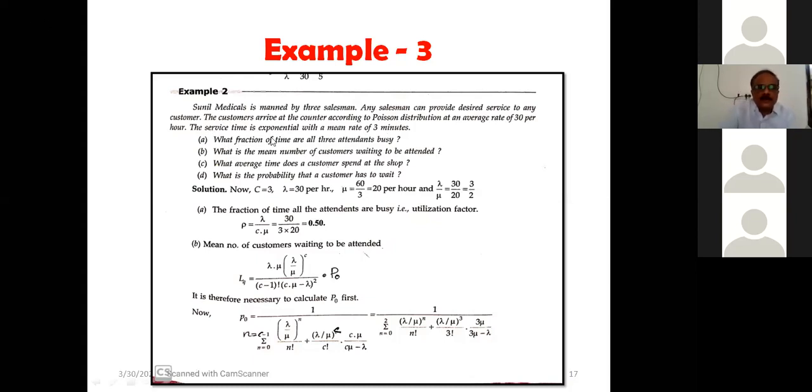Now, what fraction of time are all 3 attendants busy? Second question, what is the mean number of customers waiting to be attended?